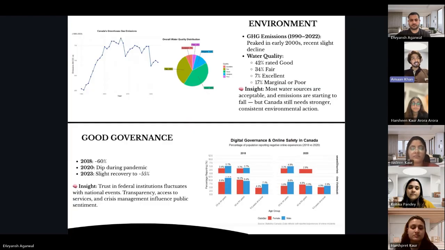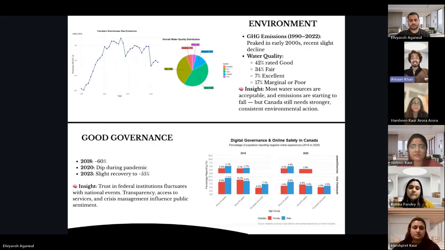Let's dive into the data I visualized. In 2018, we can clearly see that trust in the federal institutions was recorded at approximately 60%. However, during the COVID 19 pandemic in 2020, there was a significant dip in that trust. This makes sense considering the public's heightened anxiety and uncertainty during that time. It reflects how national events can shake public confidence even in stable democracies.